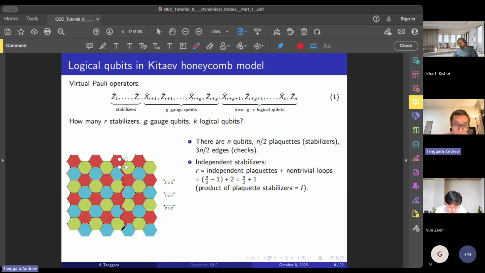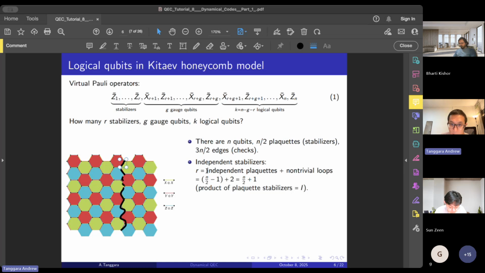which, yeah, I should not use this color, use something else. Yeah, there we go. And that's going to be a stabilizer that's independent of all these plaquette stabilizers, because you cannot create this by taking the product of the plaquette stabilizers.